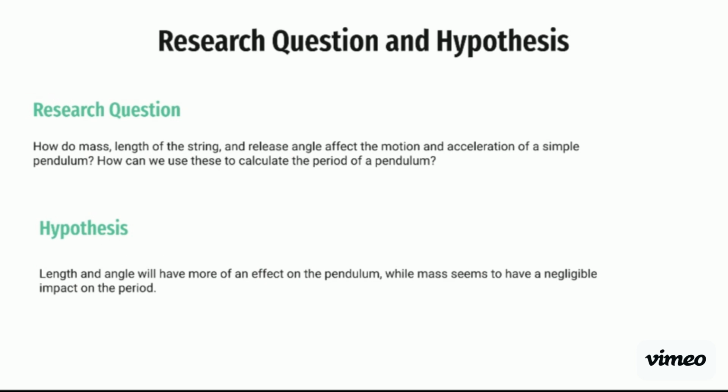So my research question for this experiment is, how do mass, length of the string, and release angle affect the motion and acceleration of a simple pendulum? How can we use these to calculate the period of a pendulum? And my hypothesis is that length and angle will have more of an effect on the pendulum, while mass will have a more negligible impact on the period.